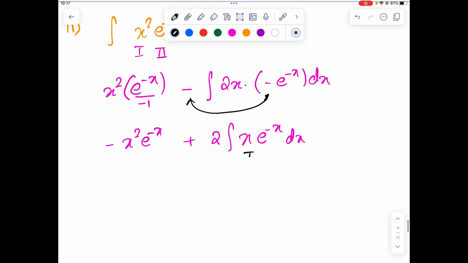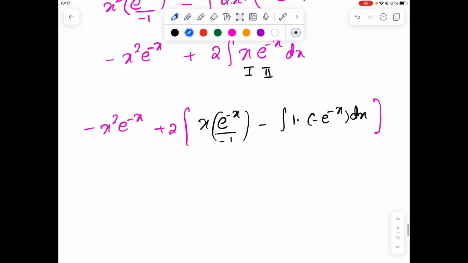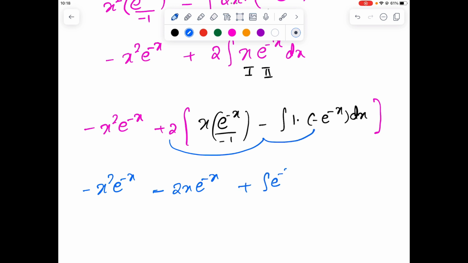So once again integration by parts. First function, second function. So negative x square e power negative x plus 2, start the bracket. First function, integral of second function, e power negative x upon negative 1, minus integral of derivative of first function times integral of second function, which is minus e power negative x dx. Now try to simplify that. It becomes negative x square e power negative x minus 2x e power negative x. Then plus times minus is minus, minus times minus is plus, integral of negative x dx.